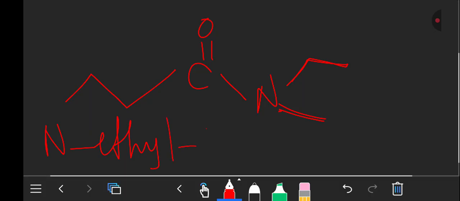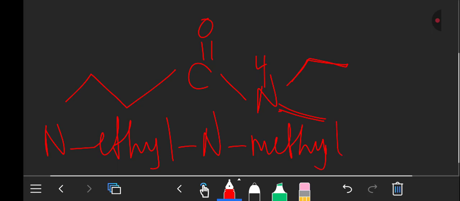Then I'll put again N, because just like we number it, when you're dealing with numbers, if the methyl is at position 4 and the ethyl is at position 4, we say 4-ethyl, then we put again 4-methyl. So this is the same logic we apply even here. So N-ethyl, N-methyl.